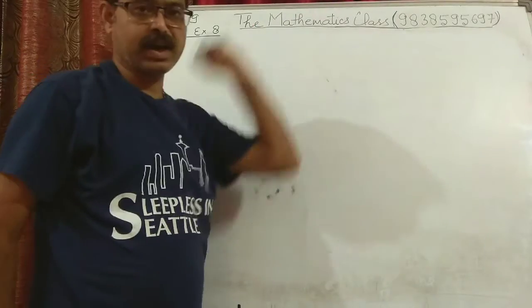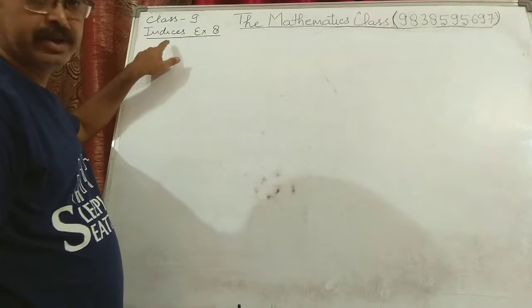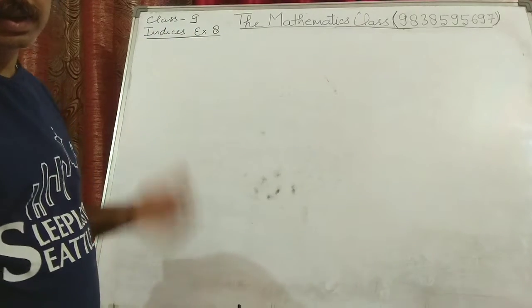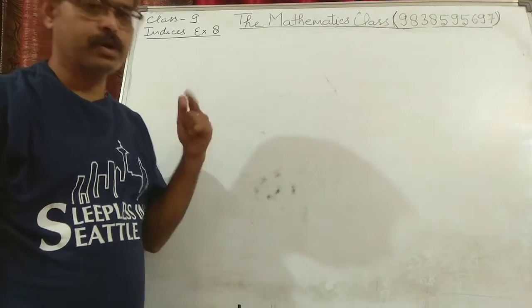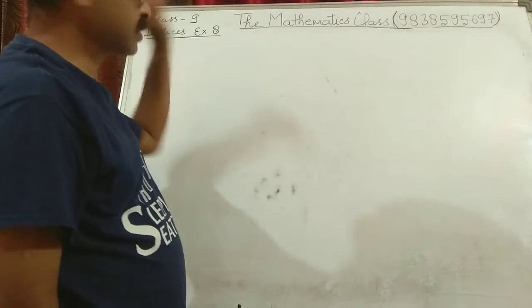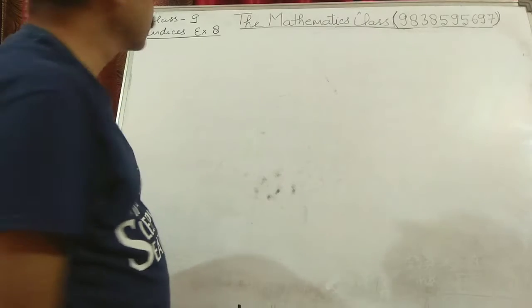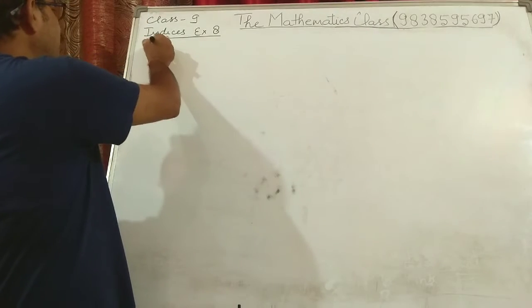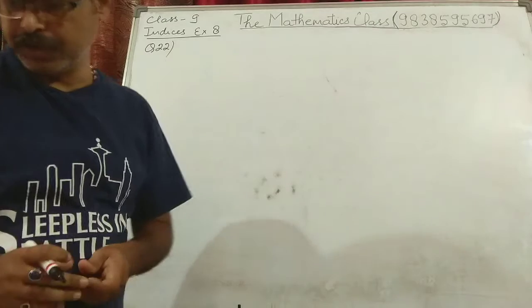This is the mathematics class for class 9, chapter Indices, exercise 8. In the previous class we have discussed up to question number 21 from exercise 8. This class is a continuation of the previous class, so we will move on to question number 22.